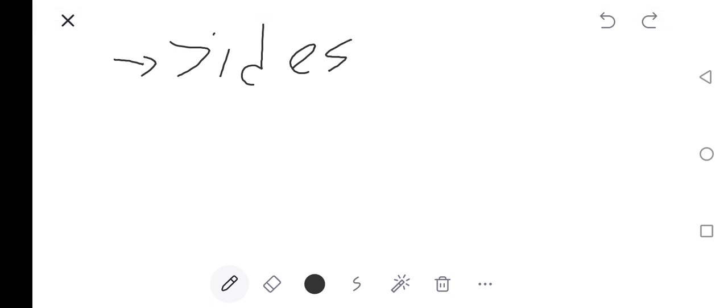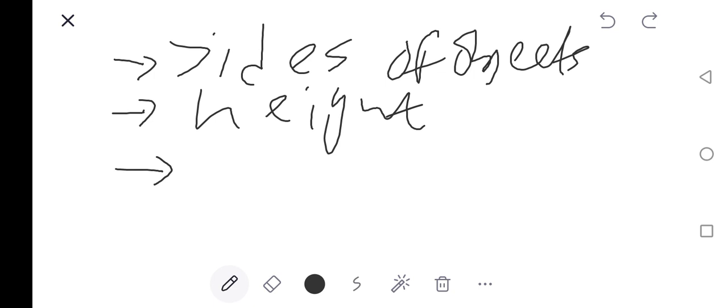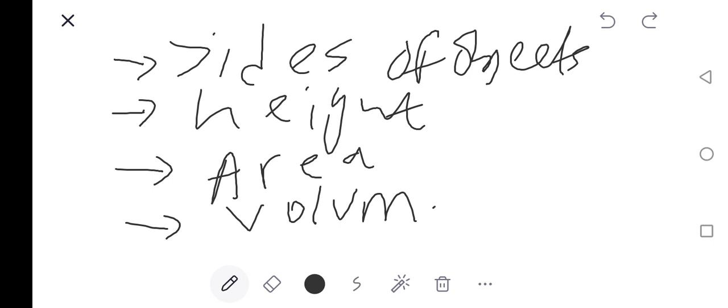So under this topic, we'll be finding sides of objects, sometimes height, using the comparing. We'll be finding area, we'll be finding volume. Okay?